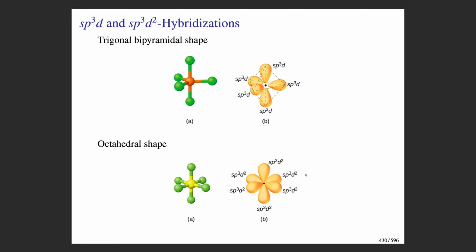Here we have some diagrams illustrating the sp³d and sp³d² hybrids. I won't go into too much detail here, but just to remind you that these are the hybridizations for trigonal bipyramidal, and then the sp³d², that is the hybridization for the octahedral shape. What we'll do now is look at several molecules and identify their hybridizations.